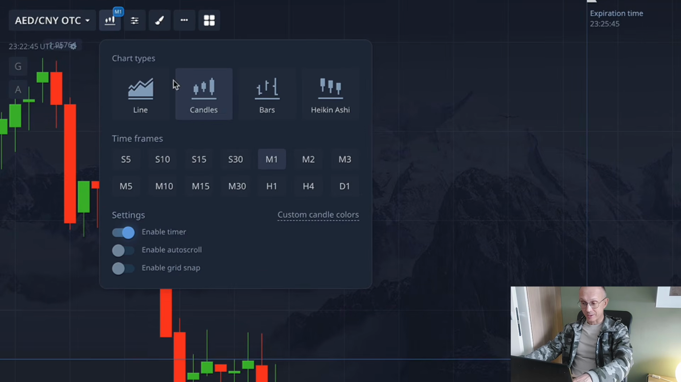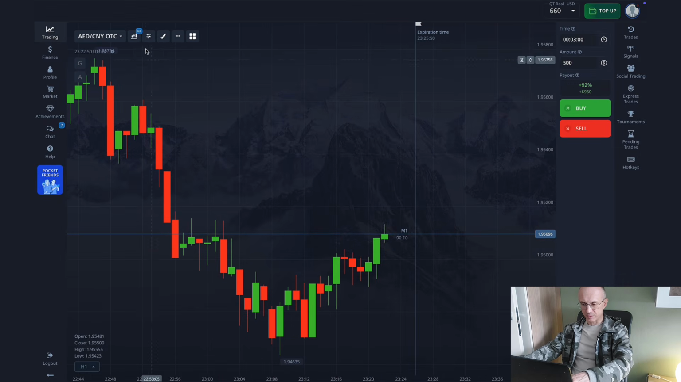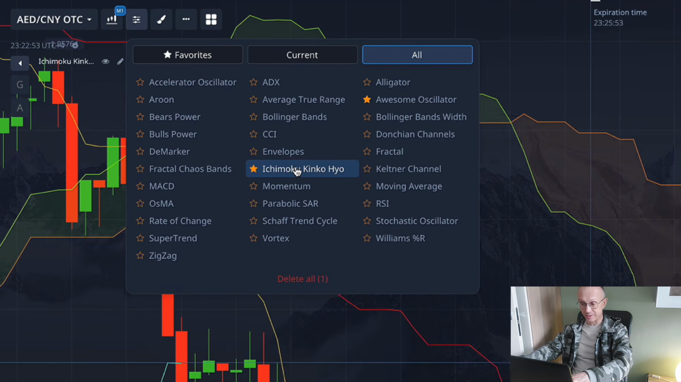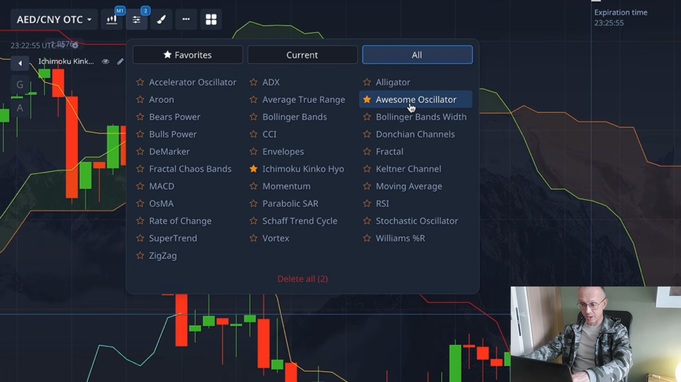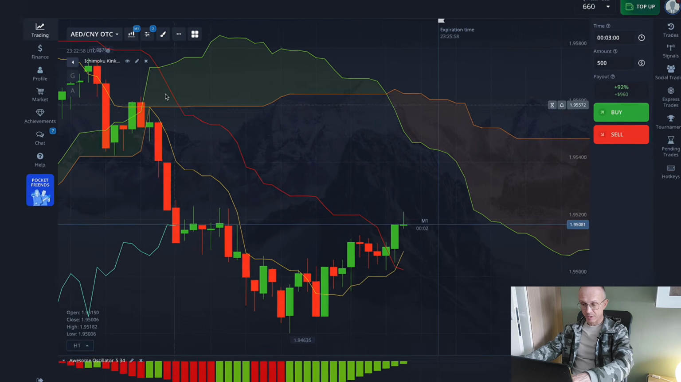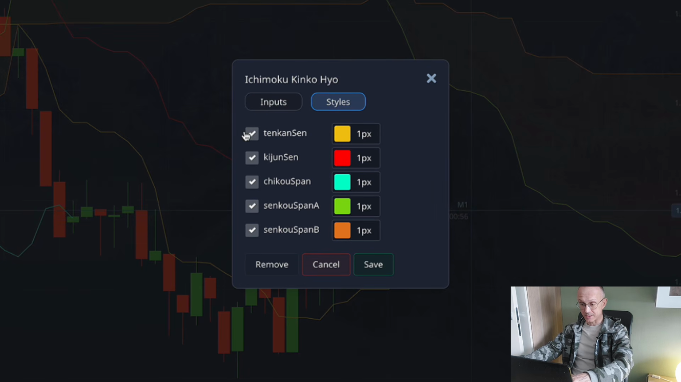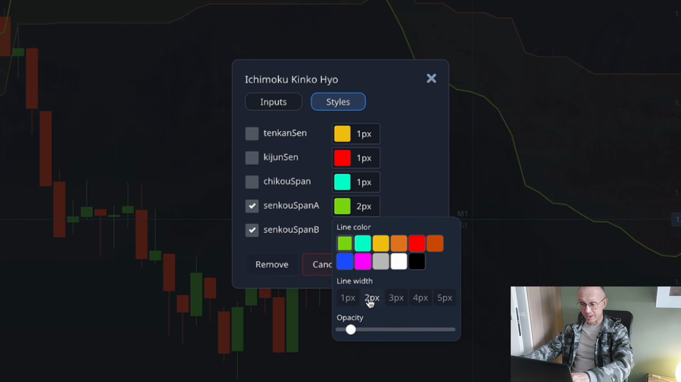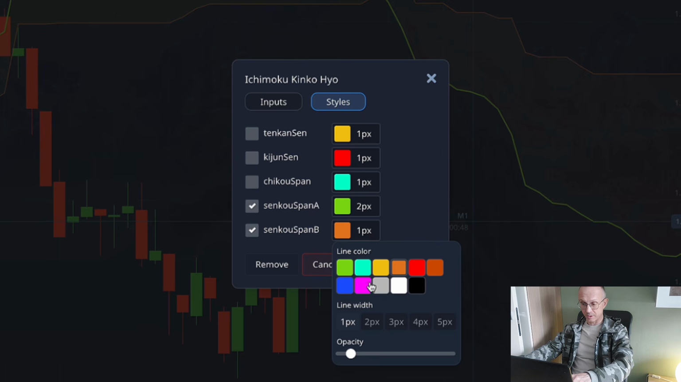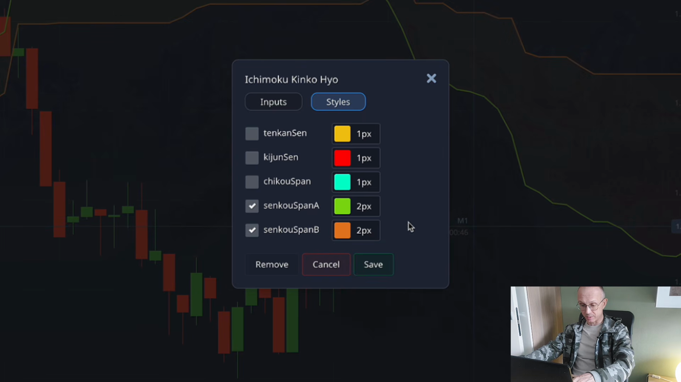I choose classic candles and the time frame is 1 minute. Let's go to the Indicators tab and select the Ichimoku Kinko Hyo and the Awesome Oscillator. Let's set up the Ichimoku Kinko Hyo indicator first. Set Senkou Span B to 50. Disable Tenkan-sen, Kijun-sen, and Chikou Span. Set Senkou Span A width to 2 and Senkou Span B width to 2 and save.